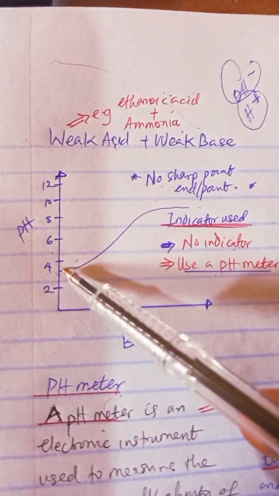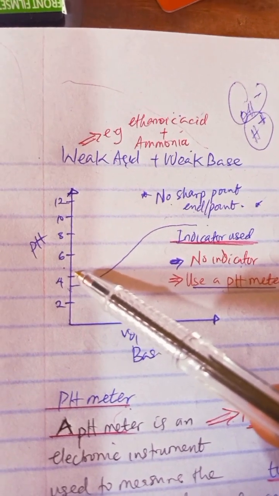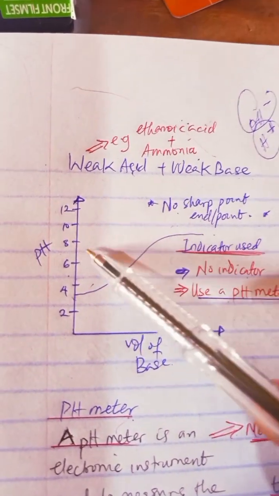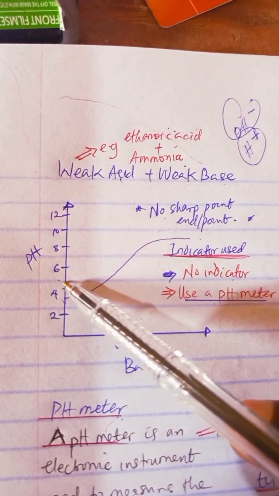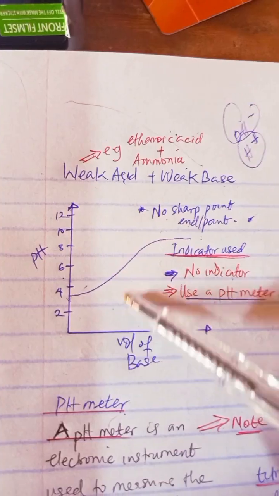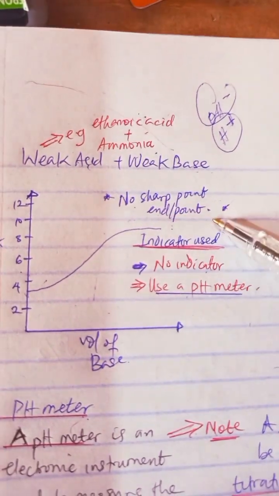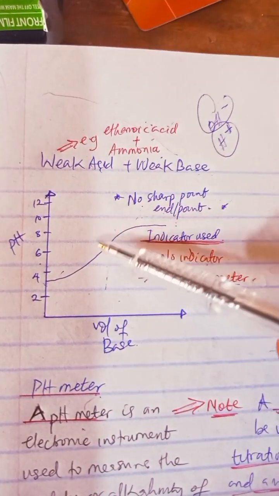So for the weak acid, see where it's starting from. In short, you can start from here to show that it's a weak acid. At the end of the day, it will just be flat. It can get to something like 7 or maybe less than 8. If you trace here like this, it's supposed to be less than 8. So something like this curve. There will be no sharp point. You understand? No spike, so no sharp point, no end point. The indicator used is no indicator. You cannot use any indicator here for this experiment.